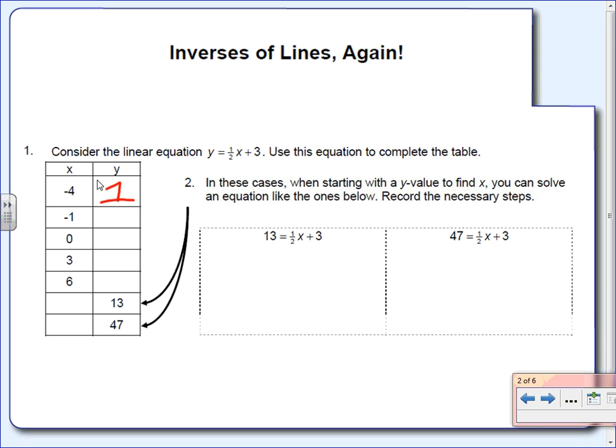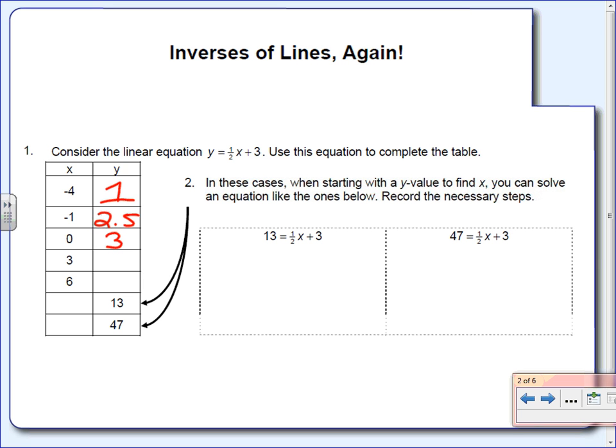Let's do that again. Let's use a -1 this time. Half of -1. What's half of -1? -0.5. And what's -0.5 plus 3? 2.5. That's the next one. 0. Half of 0 is 0. And 0 plus 3 is 3.